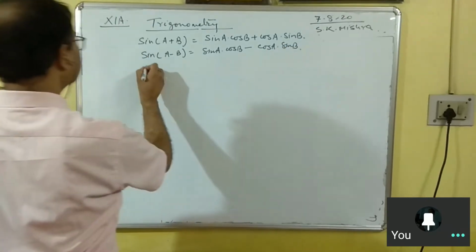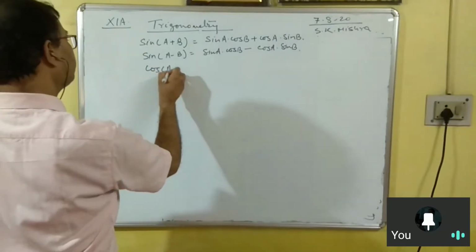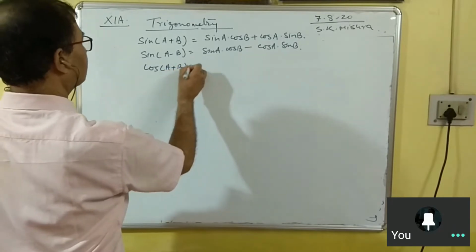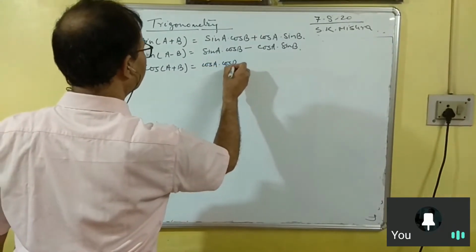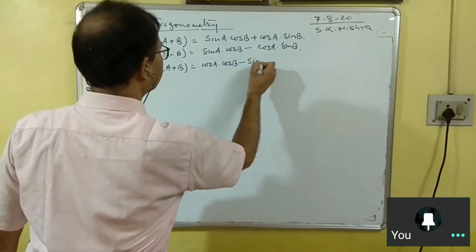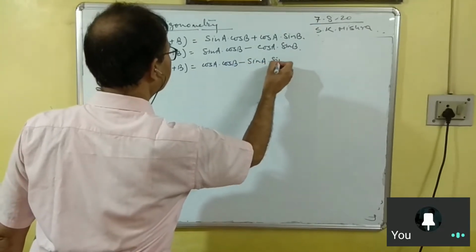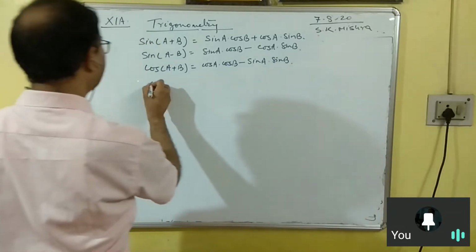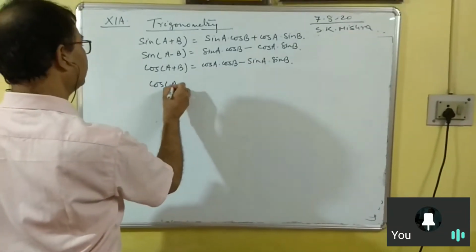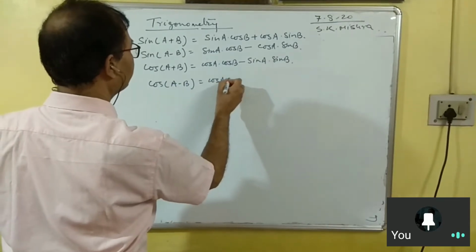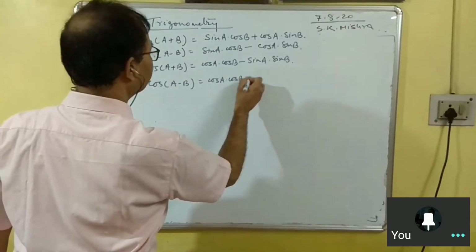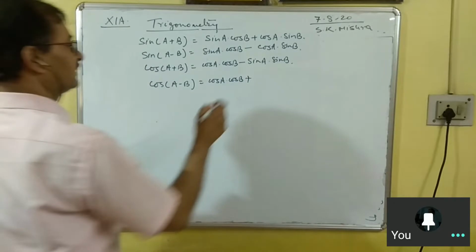If I ask you what is cos A plus B, cos A cos B minus sin A sin B. And if I ask you what is cos A minus B, then this will be cos A cos B, and then it should be plus sin A into sin B.